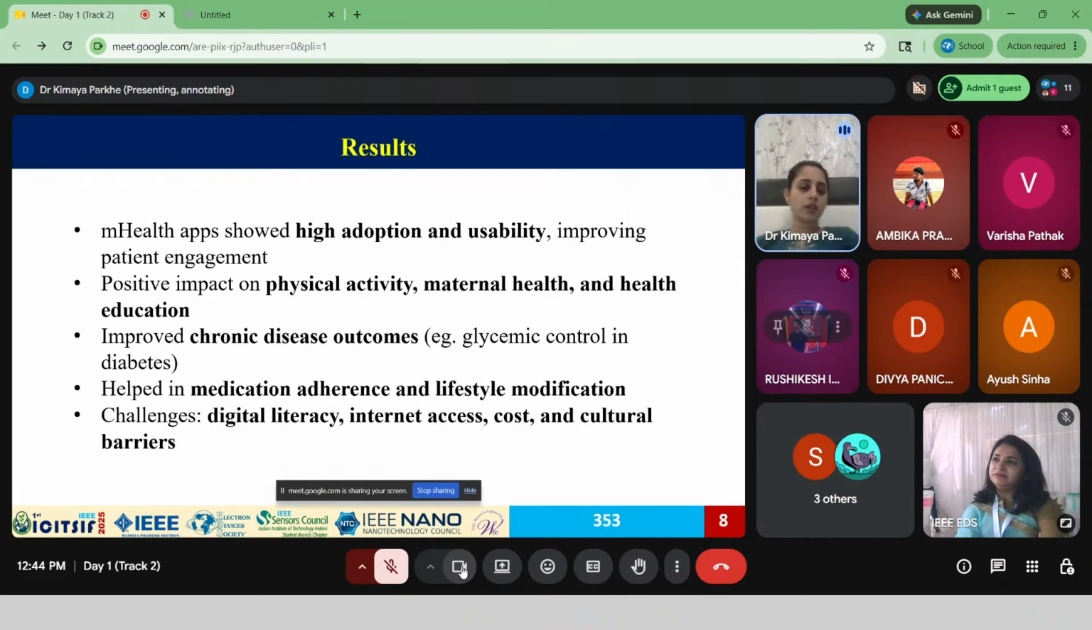The results in my paper: mHealth applications showed high adoption and usability, improving patient engagement, with a positive impact on physical activity, maternal health, and health education as well. It showed improved chronic disease outcomes. Chronic diseases such as diabetes and hypertension are very prevalent in today's era. It shows better glycemic control in diabetic patients. It also helps in medication adherence and lifestyle modification. But the challenges that I came across were digital literacy, internet access, cost, and cultural barriers.